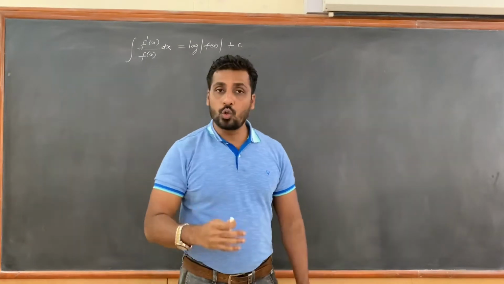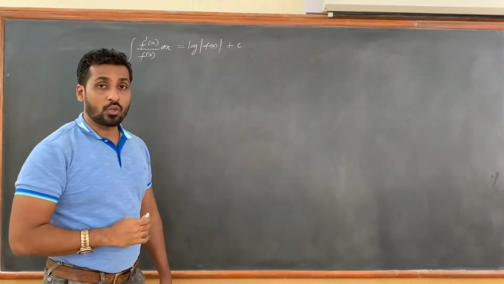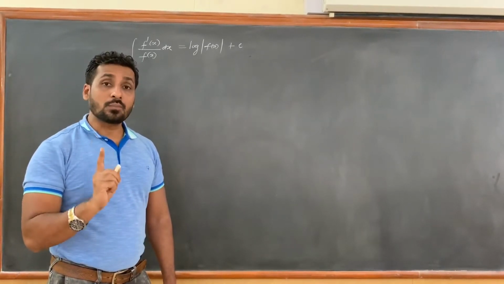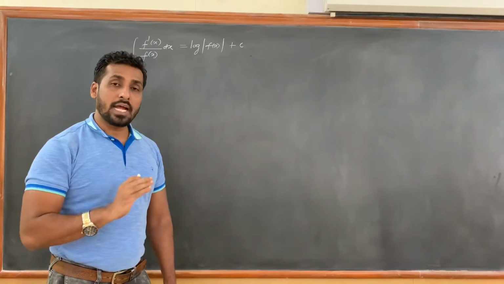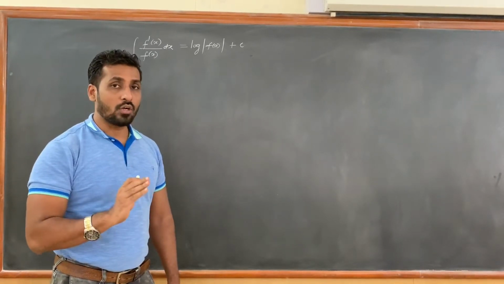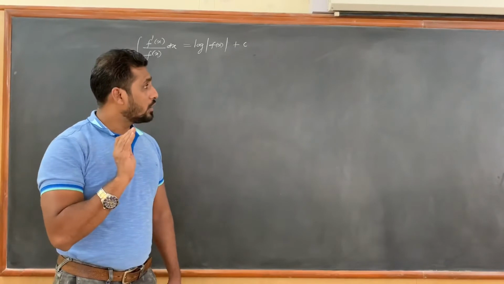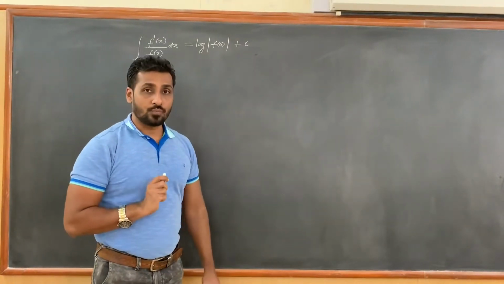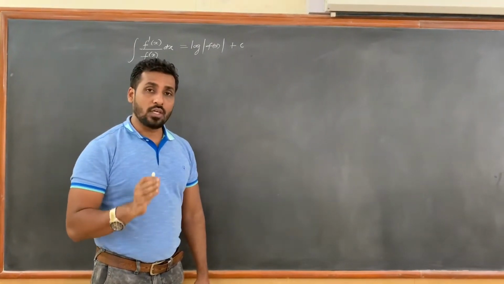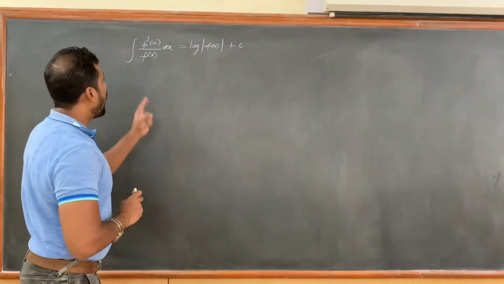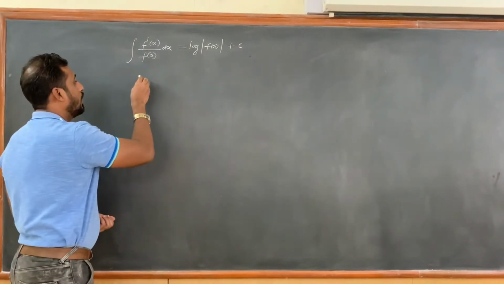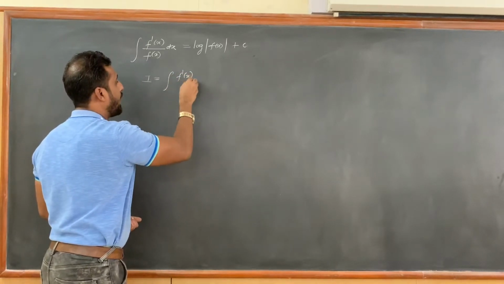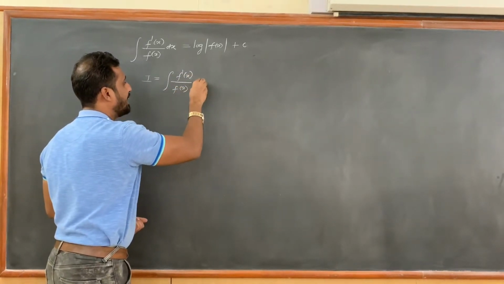Now let's see how to get the answer for this particular corollary. Now students, please watch my previous video on substitution method. I have covered the entire theorem in my previous video about substitution. That is the concept I am going to make use of in this particular statement also. In this corollary, I am going to make use of the substitution method. So observe carefully what I am going to do. We have, let us say, I is equal to integration of f1 of x upon f of x dx.